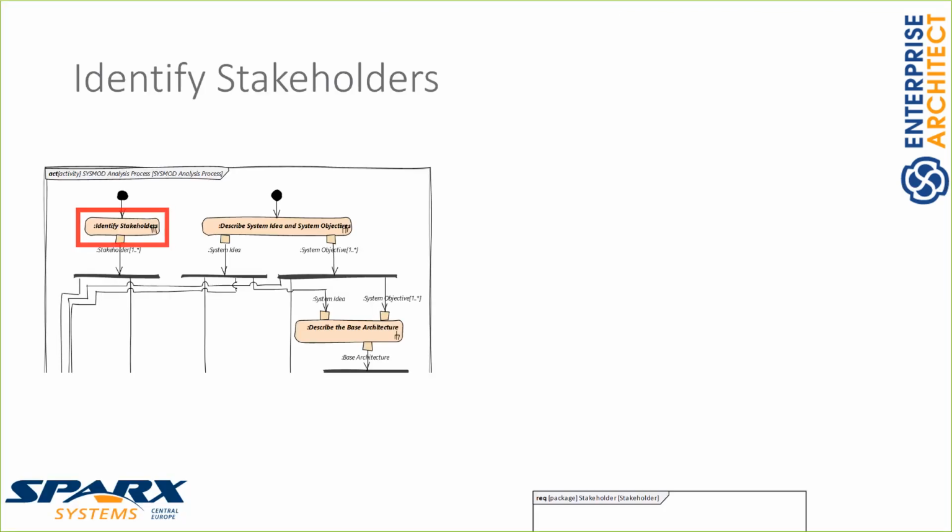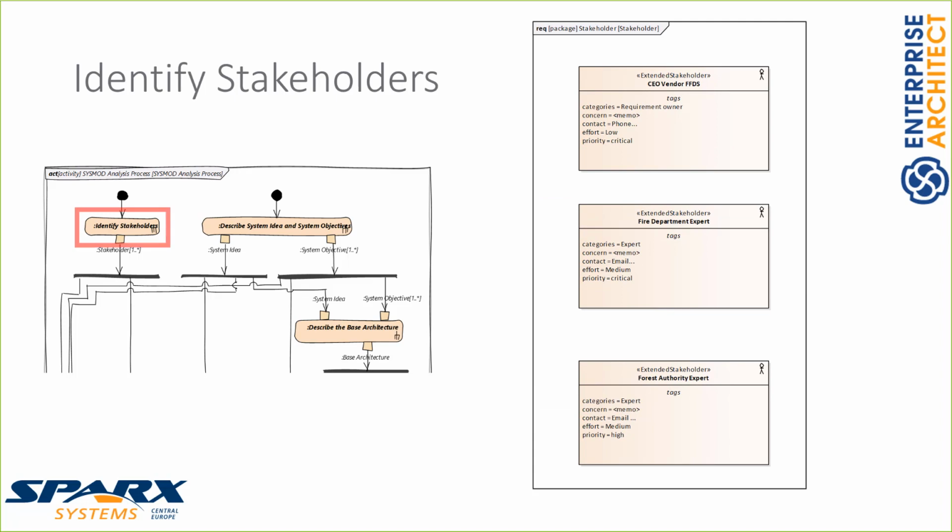So first thing, identify stakeholders. This method plays an essential role in the success of your project, as you know. The goal is to list all stakeholders involved in a project, as well as their concerns and other information. Over here you see an example, and that's in fact an example of the implementation in Enterprise Architect. I will talk about it later.